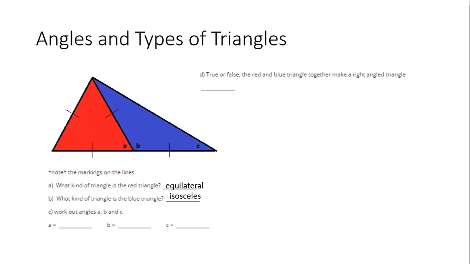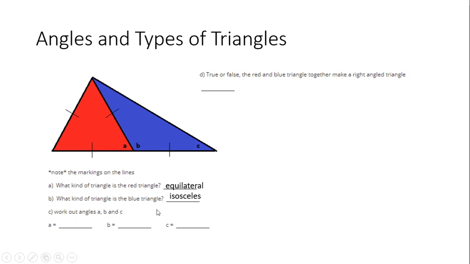I-S-O-S-C-E-L-E-S, isosceles. So if this triangle has all of the sides equal, it must have all of the angles equal. If this triangle has two of the sides equal, then it should have two of the angles equal. I'm looking at it, I know it's not to scale, but B does not look the same as C. So which angles look the same? This one down here and this one up here. Okay, the two angles that are not where the two equal sides join.